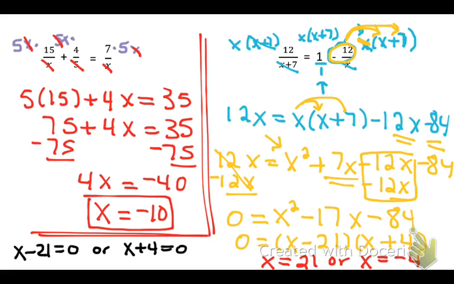Two last things before we move on to our last problem. When I talked about the zero product property, we set each of these parentheses equal to 0, and we added 21 to both sides, and over on this one we subtracted 4 from both sides. Also, remember we put the 21 and the negative 4 back into our denominators to make sure that they work, and in this case both work.